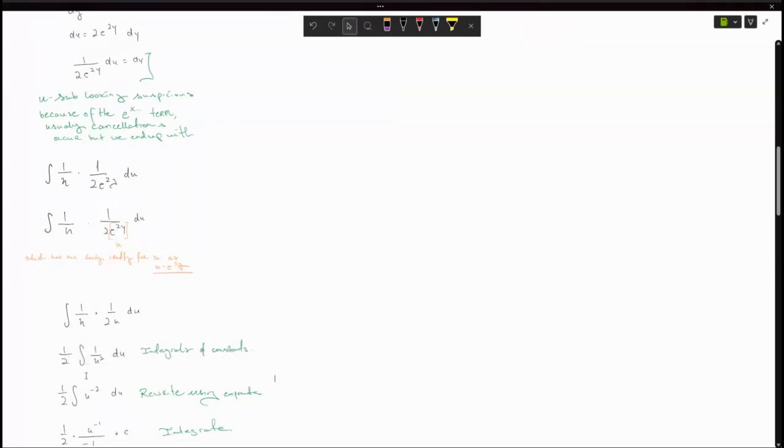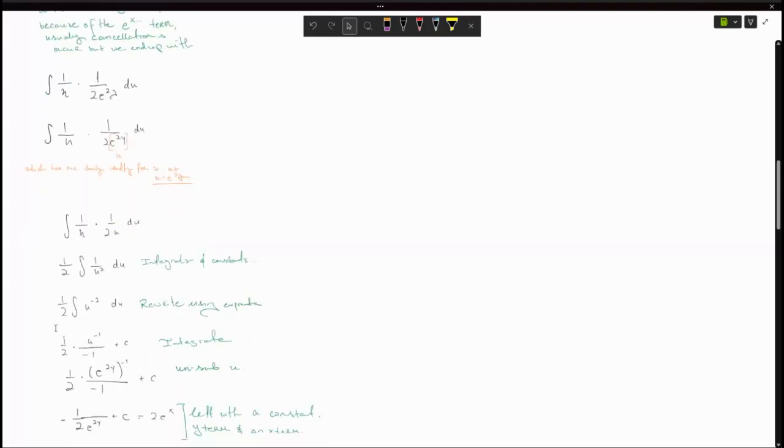And we have our integrals and constants all in the right place. We can rewrite this as u to the -2. And then we can go ahead and integrate. And so we're left with this. We can go ahead and unsubstitute u as e to the 2y. And then we can simplify again. And so we're left with this, and we pick up a constant from the integration.